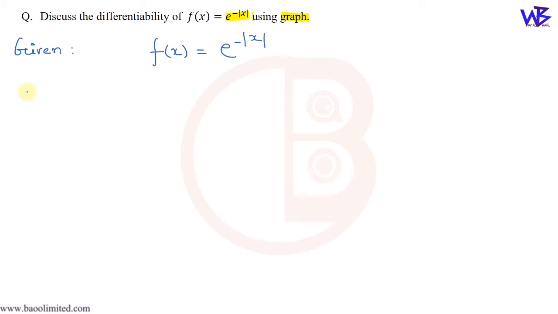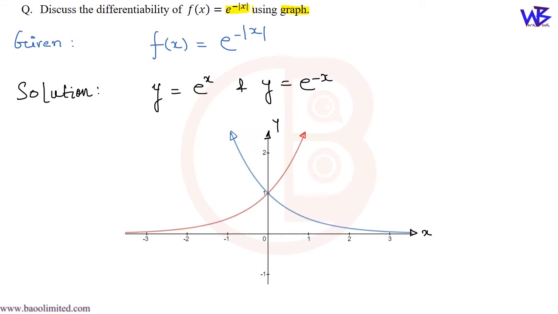For better understanding, let's plot the graph of exponential function. That is, let y is equal to e to the power of x and y is equal to e to the power of minus x. Let's plot the graph of these two functions. In this graph, we can see the red curve represents e to the power of x and the blue curve represents e to the power of negative of x.